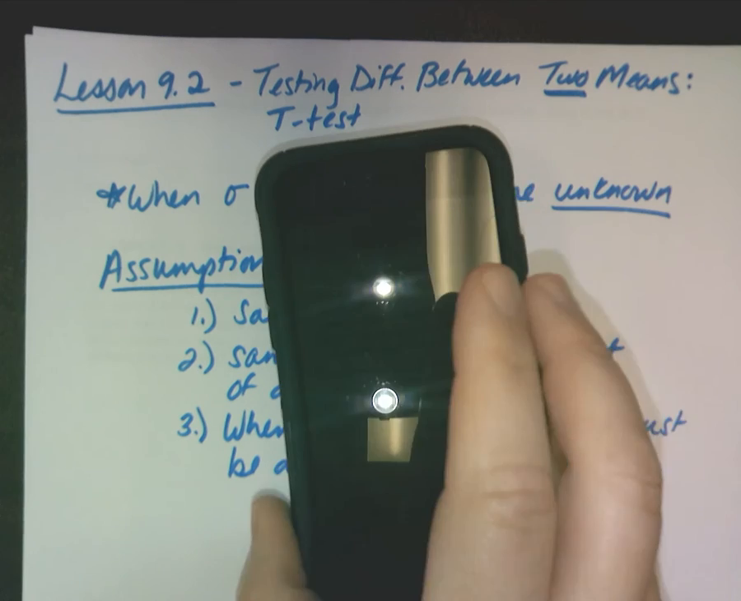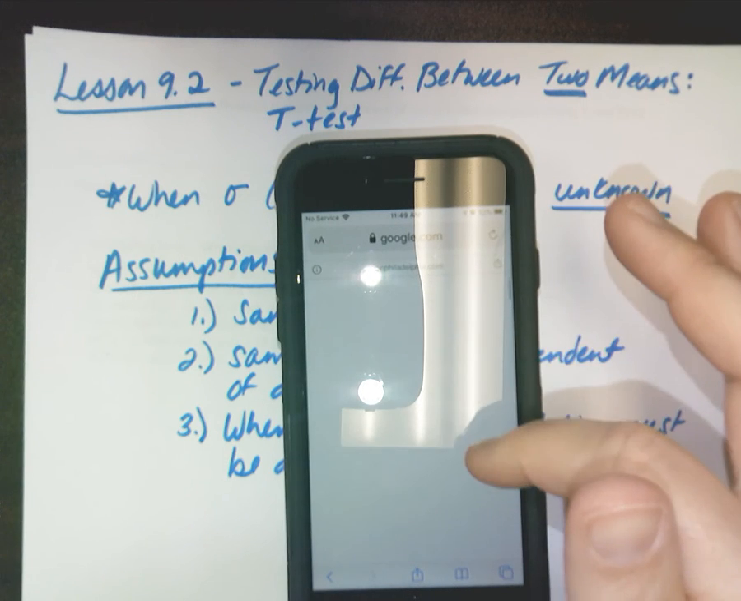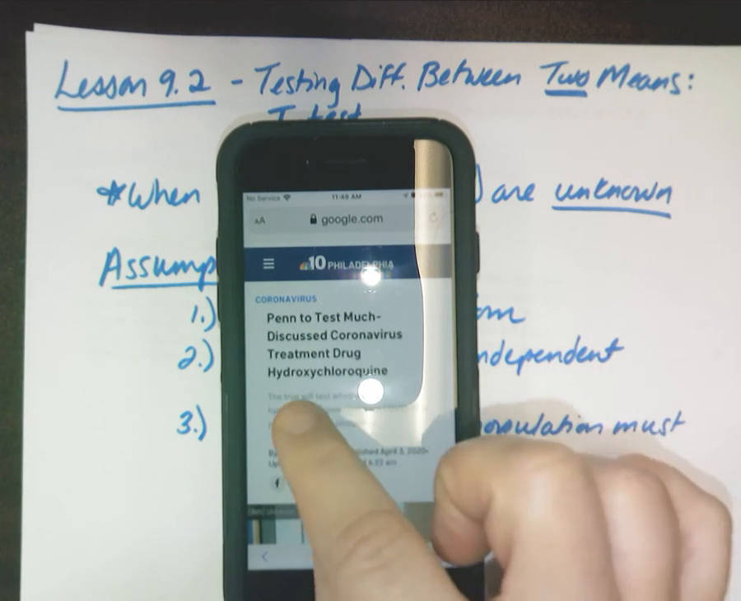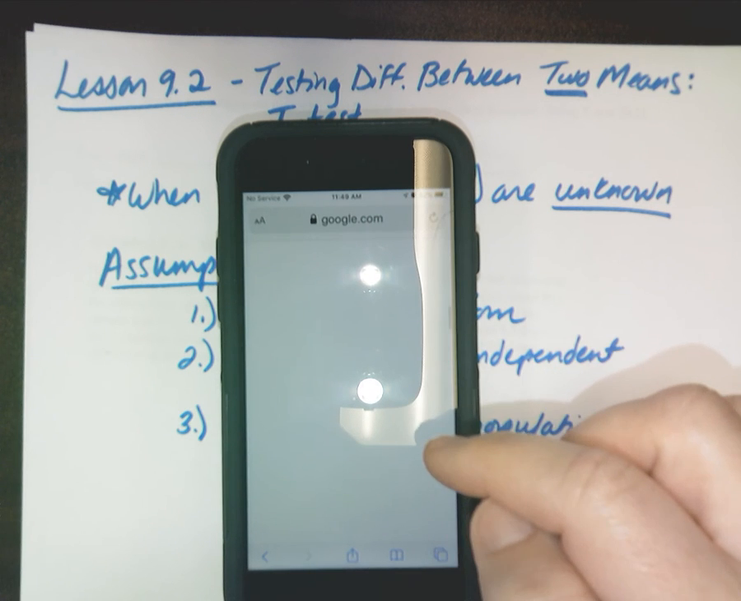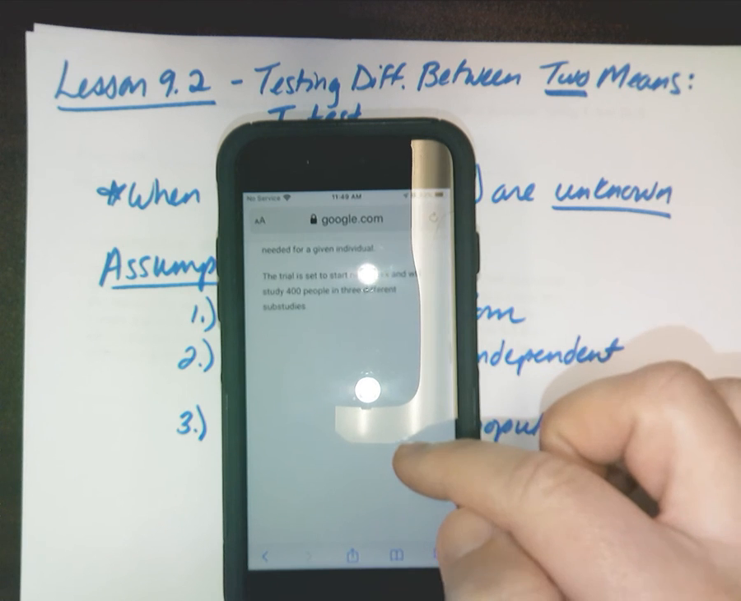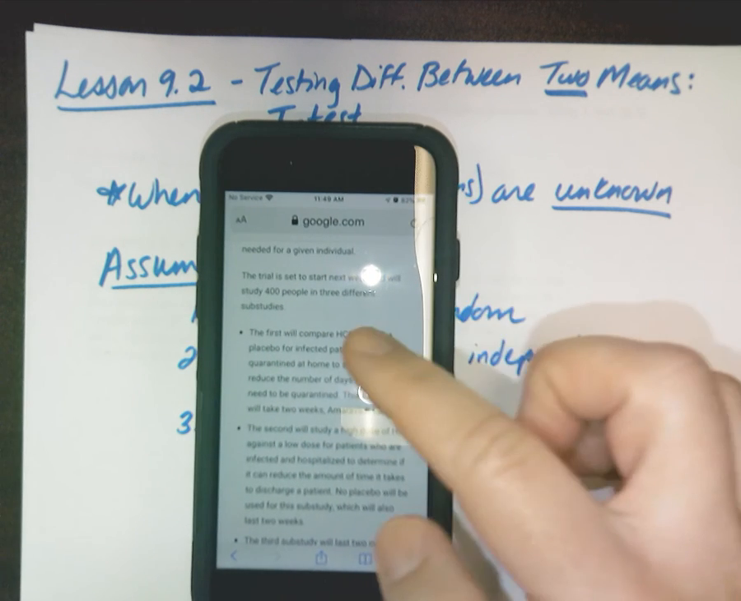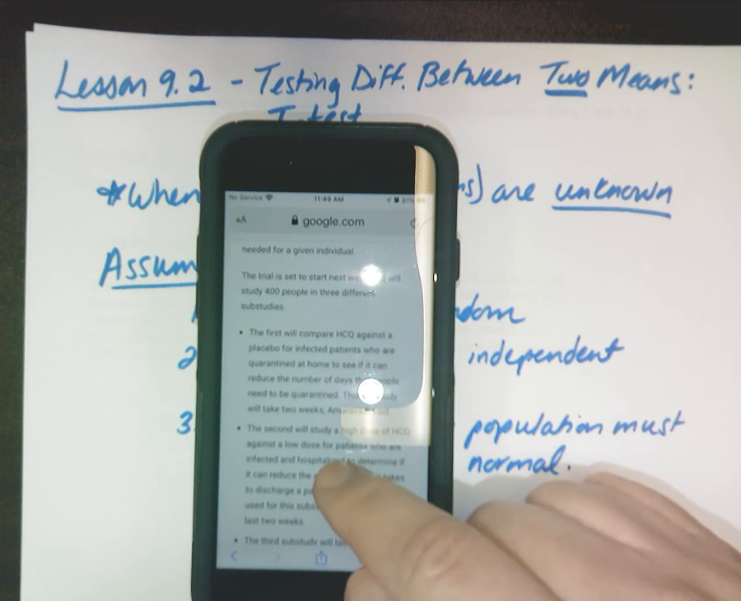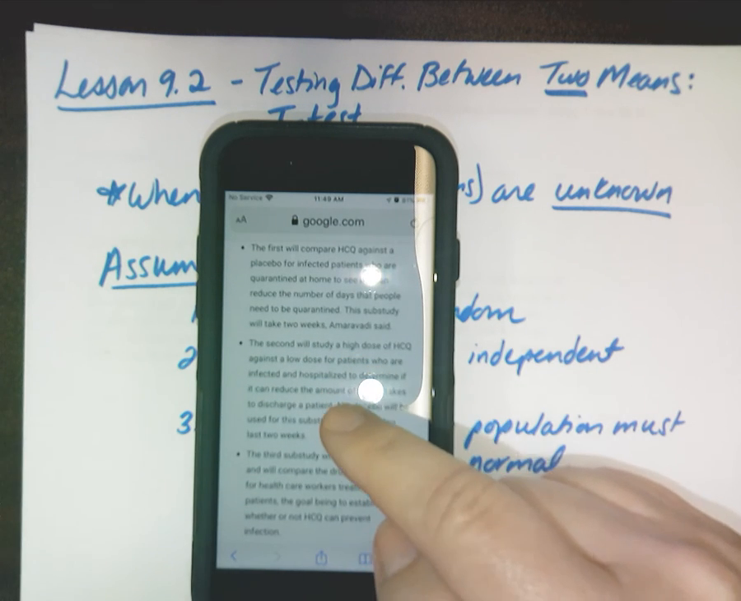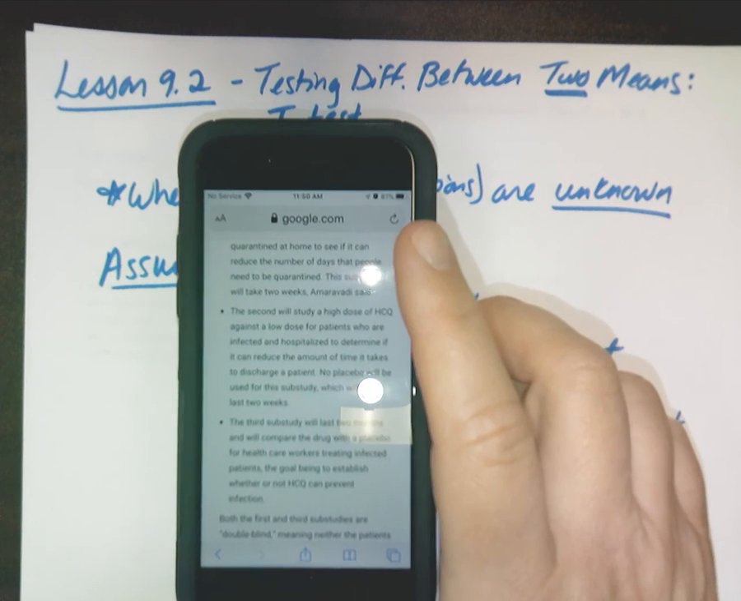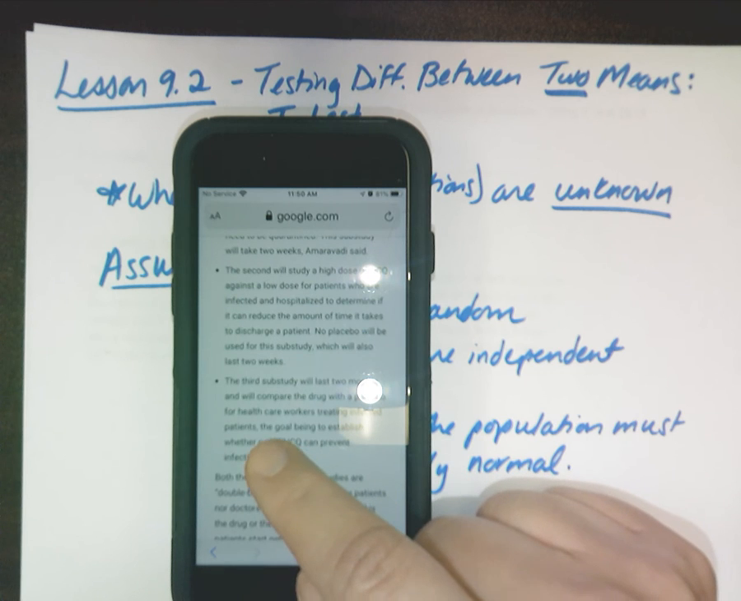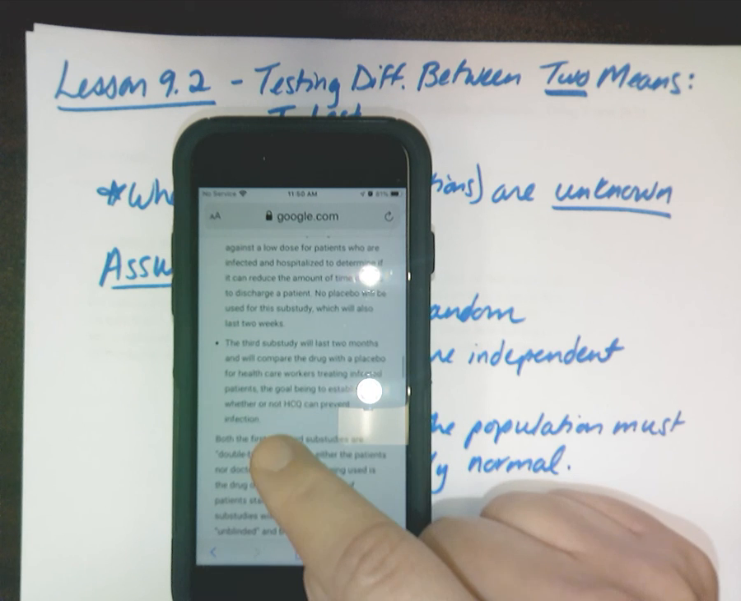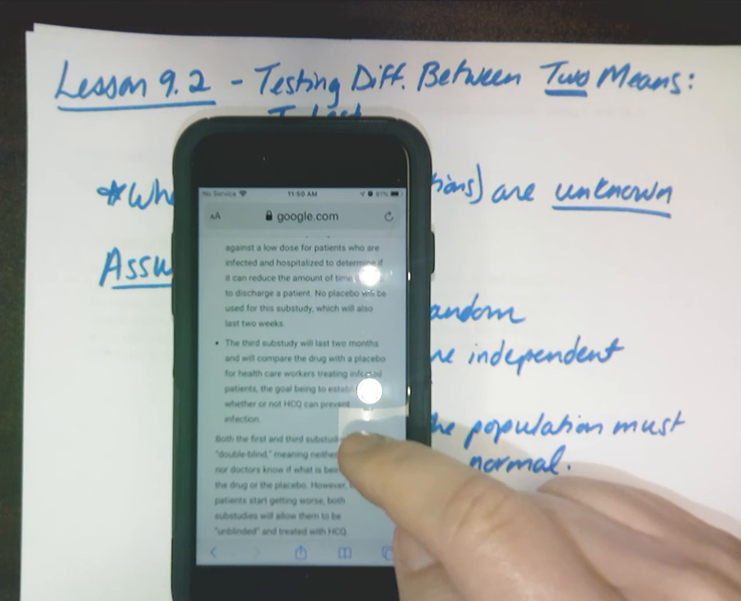Well, if you would like to Google it, it's kind of interesting. The University of Pennsylvania is going to test this coronavirus drug, hydroxychloroquine. The way they're doing this is they're going to do a study on 400 people in 3 different sub-studies. The first is going to compare the medicine against a placebo. The second is going to compare a high dose versus a low dose and see if the people get rid of coronavirus quicker. And the third will study healthcare workers treating infected patients with a placebo drug versus them not having a placebo drug, to see if it could prevent the infection.